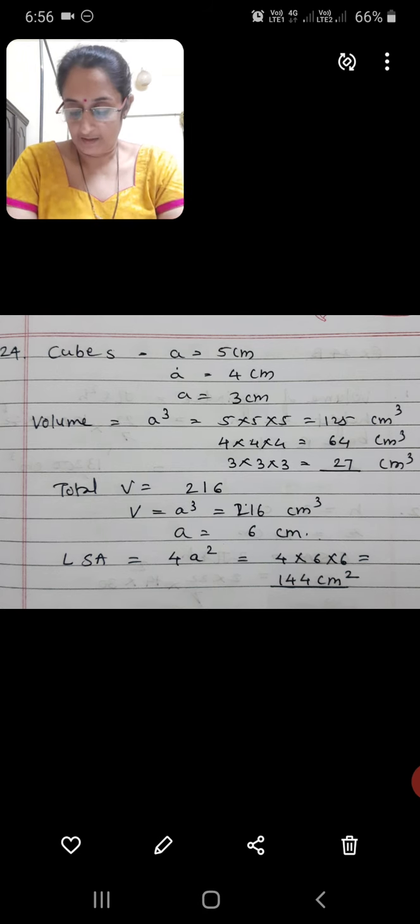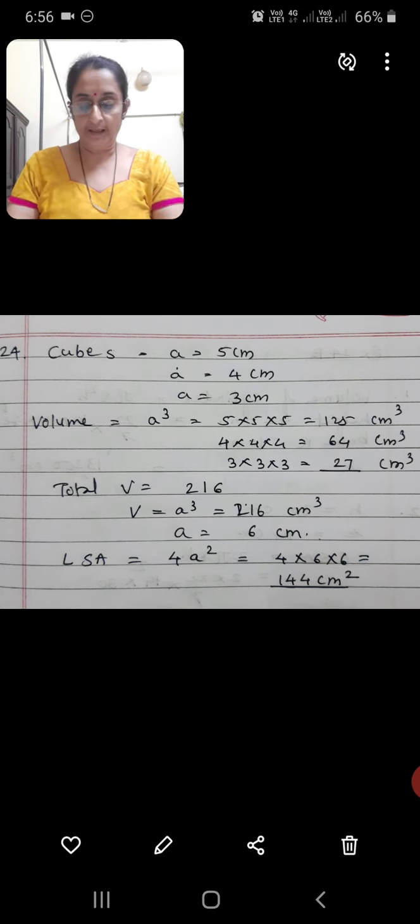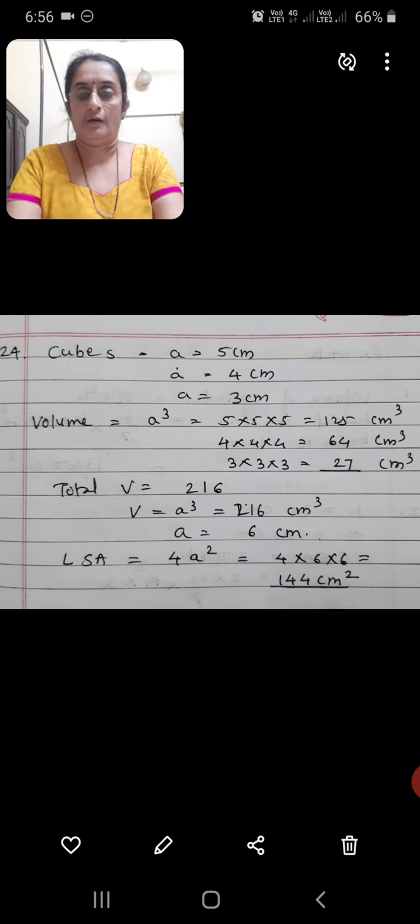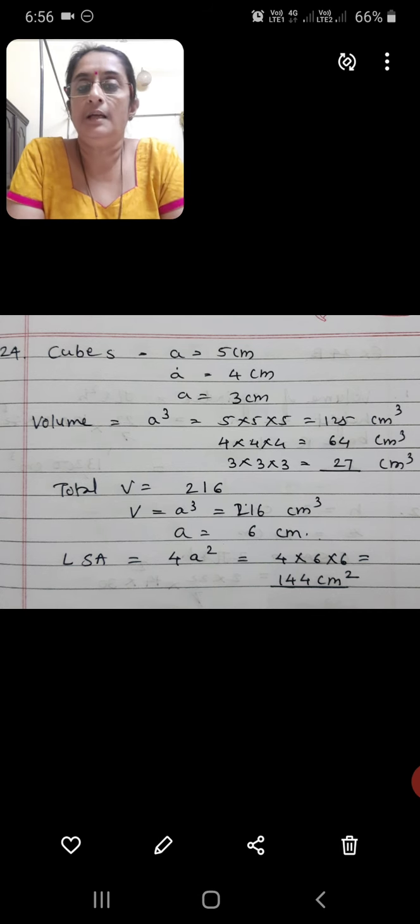So here is the question, that is the 24th one. 3 cubes of metal with edges 5 cm, 4 cm and 3 cm respectively are melted to form a single cube. Find the lateral surface area of the new cube formed. Now listen children, here 3 cubes are there. Their dimensions are, one is with 5 centimeter, the second one is with 4 centimeter, the third one is 3 centimeter. In a cube all 6 sides are going to be equal.